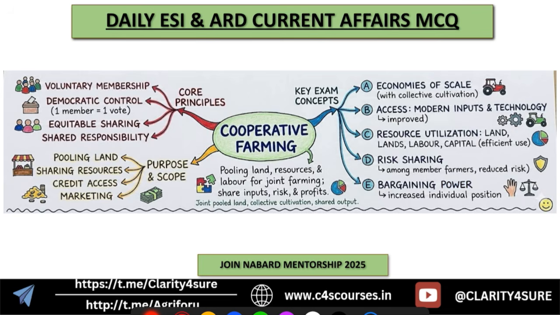Okay, so let's talk about the cooperative farming, right? So cooperative farming is about pooling land, resources and labor for joint farming, right? They are going to share inputs, they are going to share risk and even the profit, right? So on this principle we have different institutes like FPO, then different dairy cooperative institutes, they are working on this principle, which is beneficial for both farmers and the economy, right?